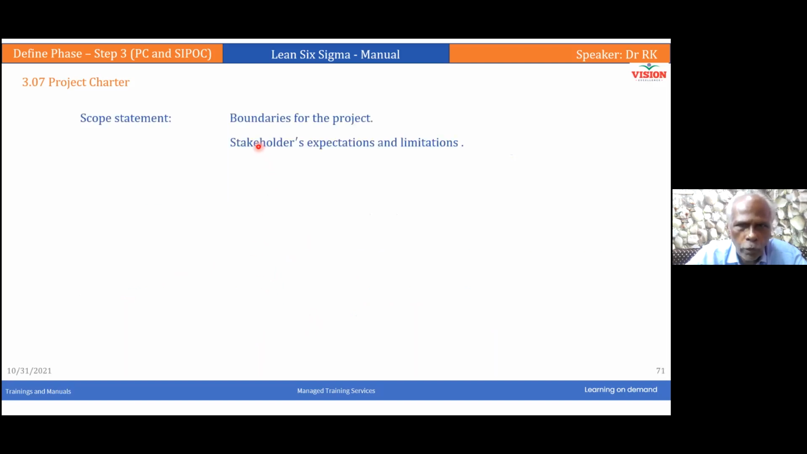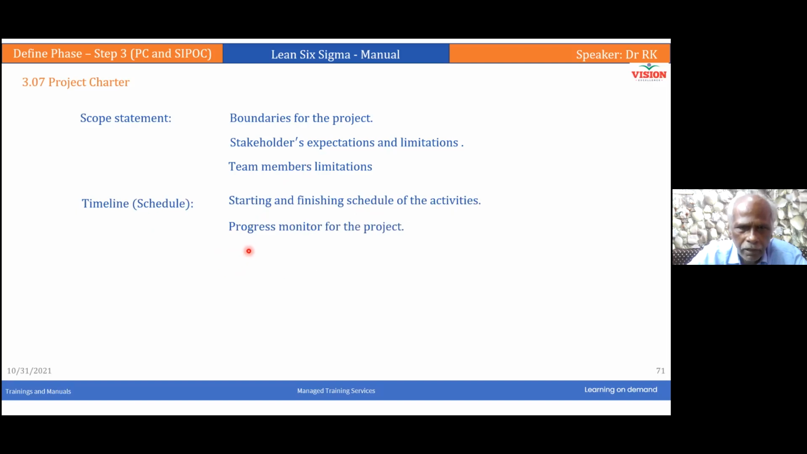Scope statement: boundaries for the project, stakeholders' expectations and limitations, and team members' limitations. Right? This is because a team member cannot question you always. You should do what you wanted to do, right? Because he will be given allocation based on the RACI model. Timeline schedule: starting and finishing schedule for all the activities will be there. Its only purpose is to monitor the progress of the project.